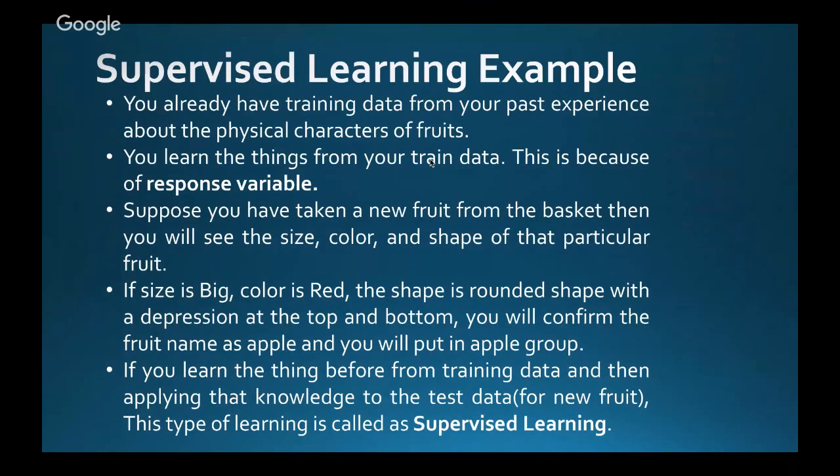Let's do it using machine learning, and we have two different approaches. One is supervised learning, and the other is unsupervised learning. So let's see how we are going to segregate these fruits on the basis of supervised learning. You already have training data from your past experience about the physical characteristics of food. When I say supervised learning, you have certain training data and you have a certain kind of supervision, right?